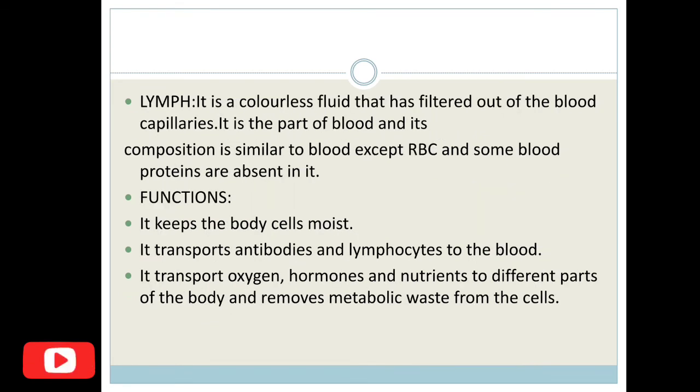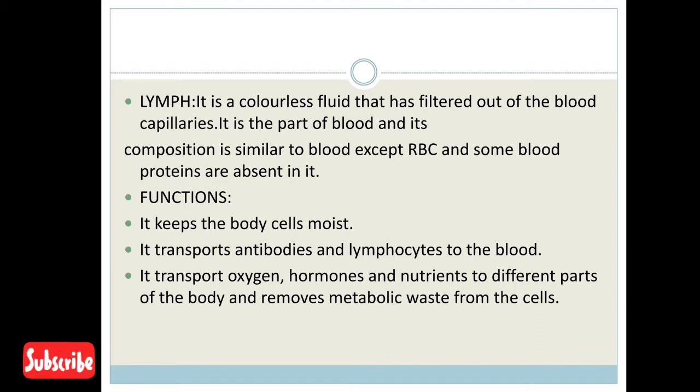Next is the lymph. Lymph is a colorless fluid. This lymph is part of the blood only, but here the RBC is not present. Besides the RBC, the other things are present. So that is why the lymph is a colorless fluid.